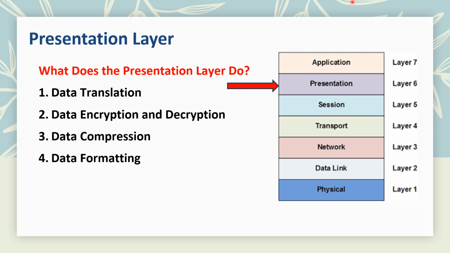Data encryption and decryption. To ensure security, the presentation layer can encrypt the data before it's sent and decrypt it when it's received. It can compress the data to reduce the size of the files being transmitted, speeding up the communication process and reducing the bandwidth usage. And finally, it ensures that data sent from one device is presented in a way that the receiving device can understand, converting data formats such as images, text, or video.